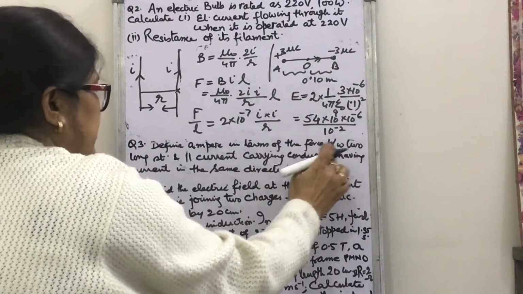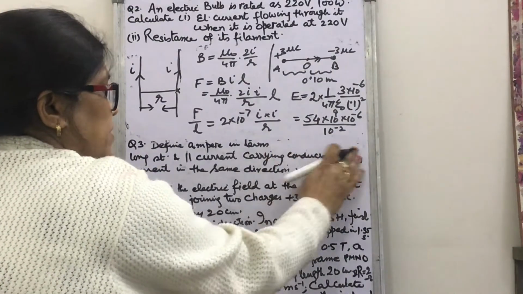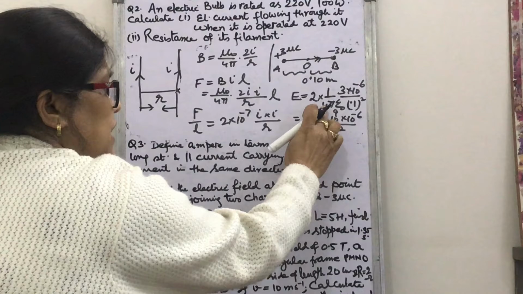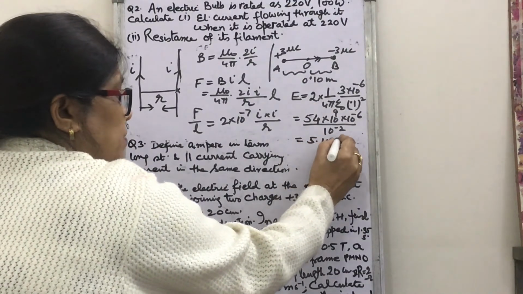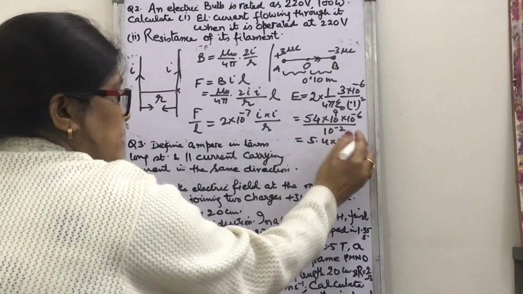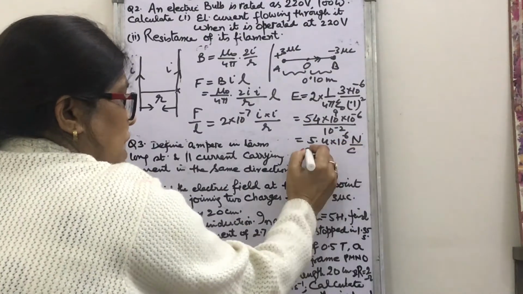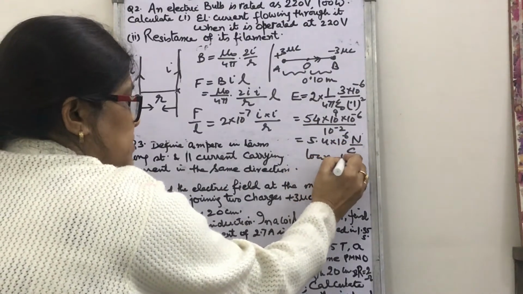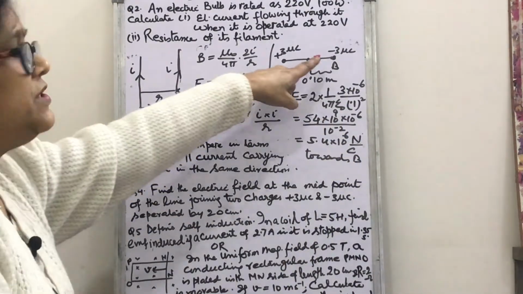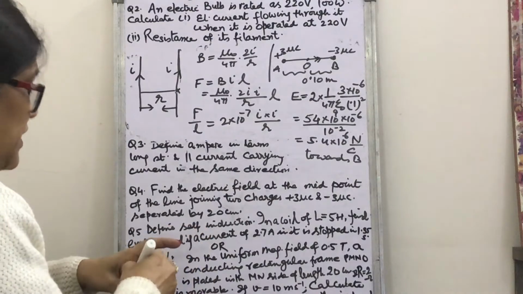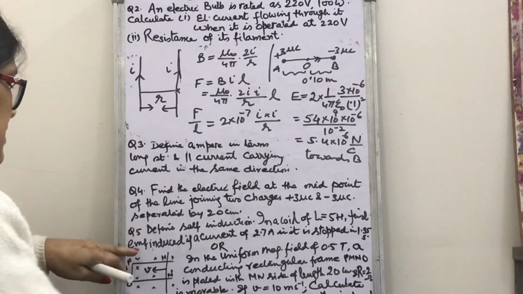So what is left here? This is simple. You will get 11 minus 6, that is 5. So 5.4 into 10 to the power 6 Newton per coulomb. And in what direction? You have shown it in the figure, and also write towards B, that is towards the negative charge. In this way you have to write the answers.